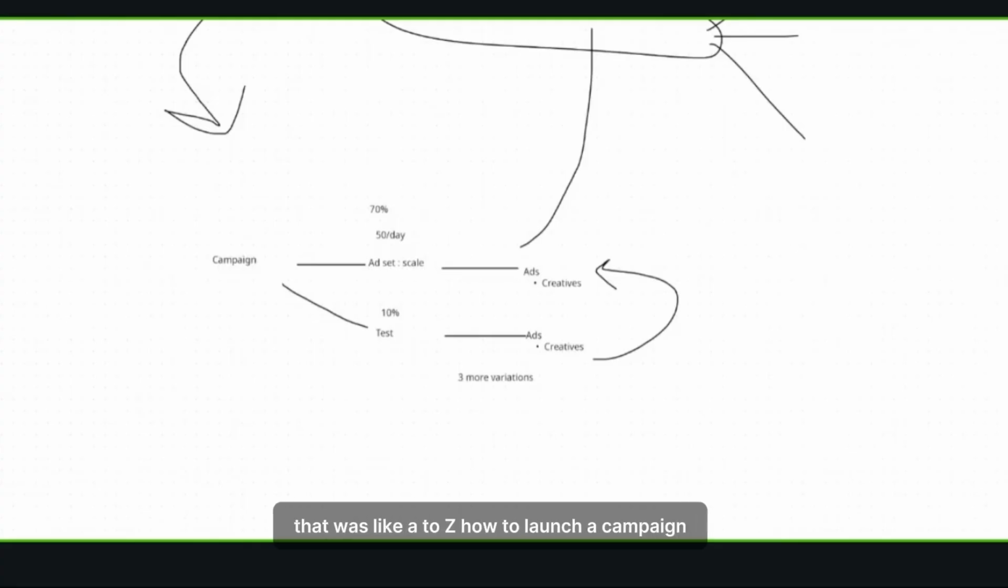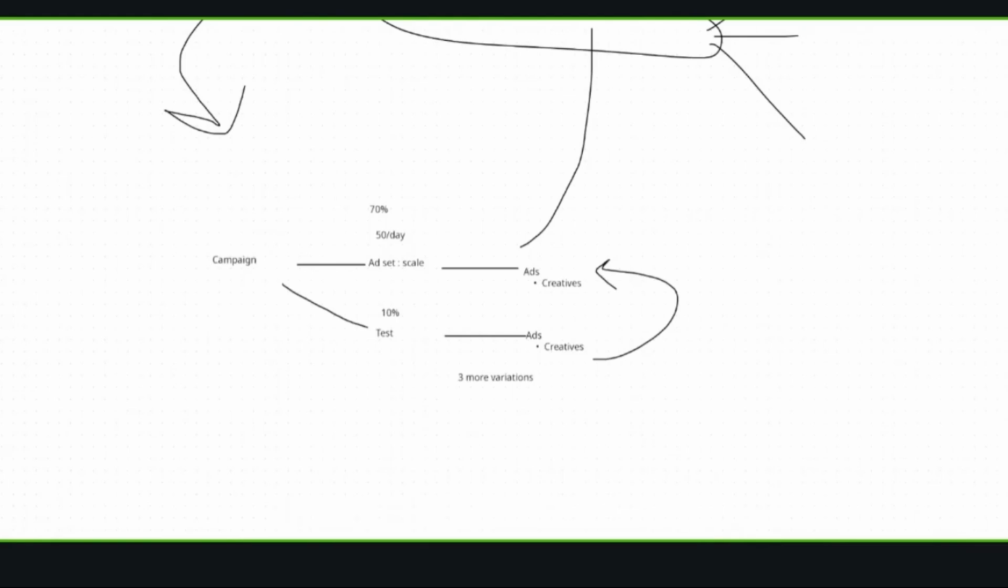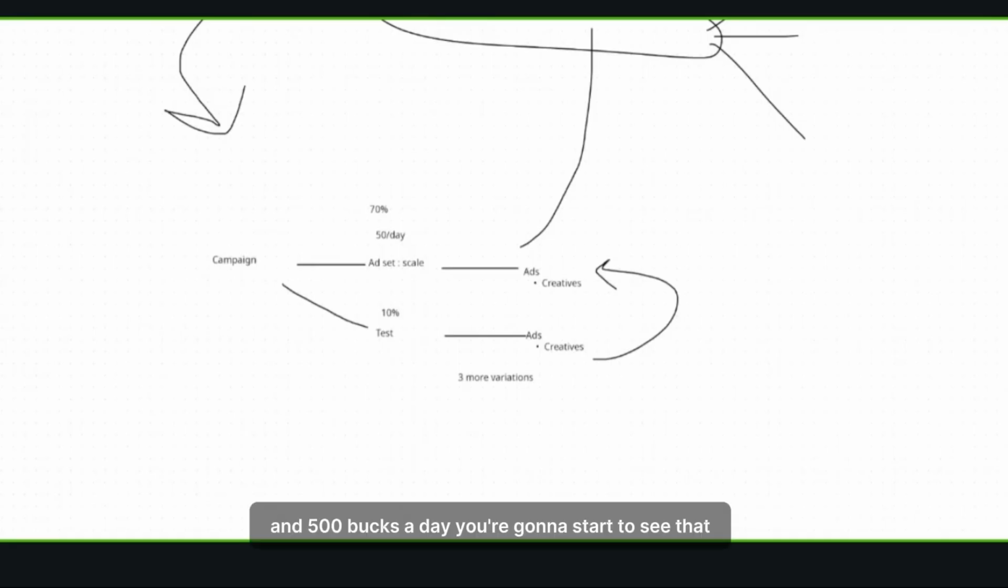That was like A to Z, how to launch a campaign, kind of how to scale it up a little bit. When you're scaling it up past, again, $500 a day, you're going to start to see that you have what's called audience saturation. The best way to scale out of that is really to focus on pain points and to make ads based upon pain points, because pain points have a larger audience size than direct response, like, hey, you need funding, as an example.